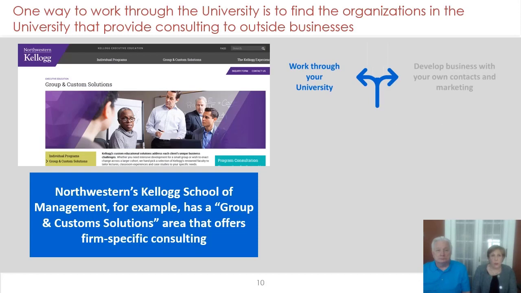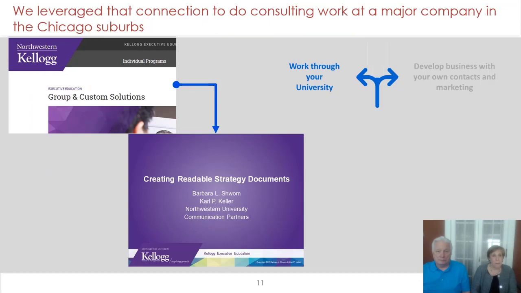One way to work through the university is to find the organizations in the university that provide consulting to outside businesses. For example, at Northwestern, Kellogg School of Management has a group and custom solution area that offers firm-specific consulting. We leveraged that connection to get a consulting job with a major company in the Chicago suburbs. We first offered a course through the group and custom solution to that company. It was a course called Creating Readable Strategy Documents.